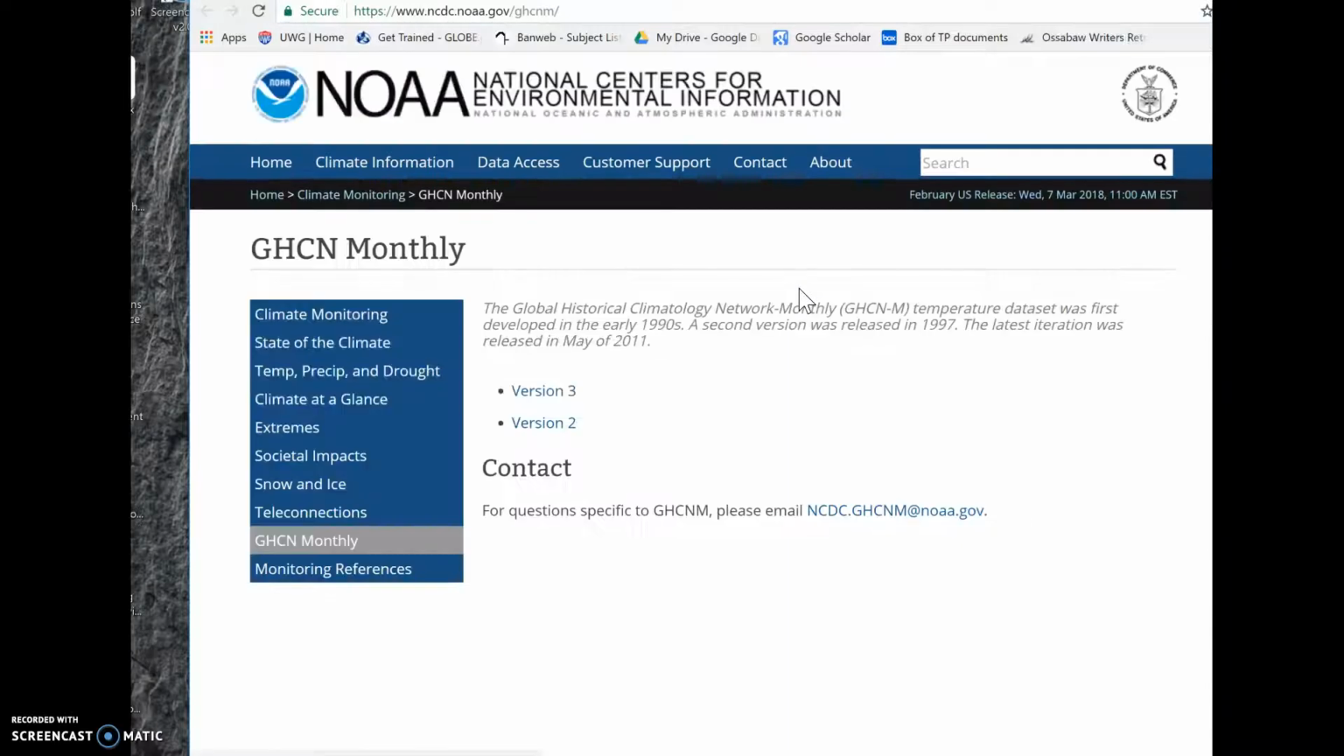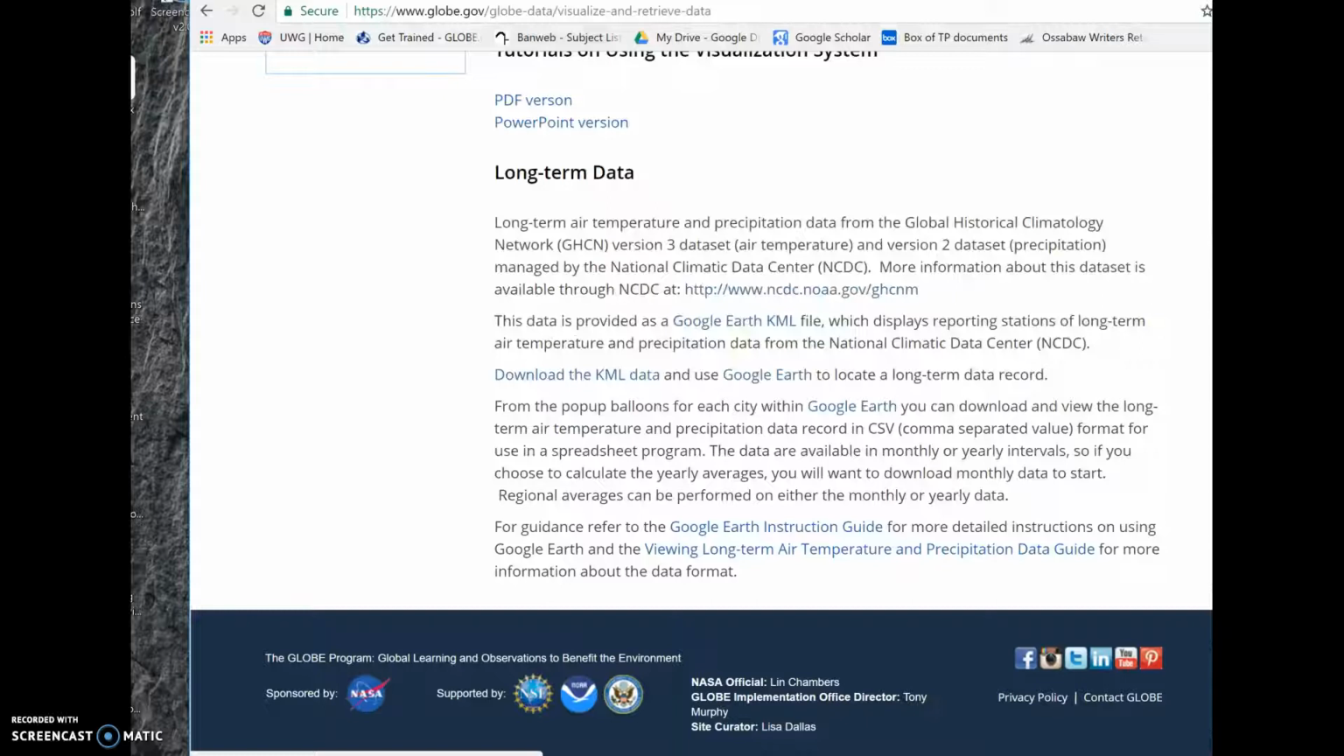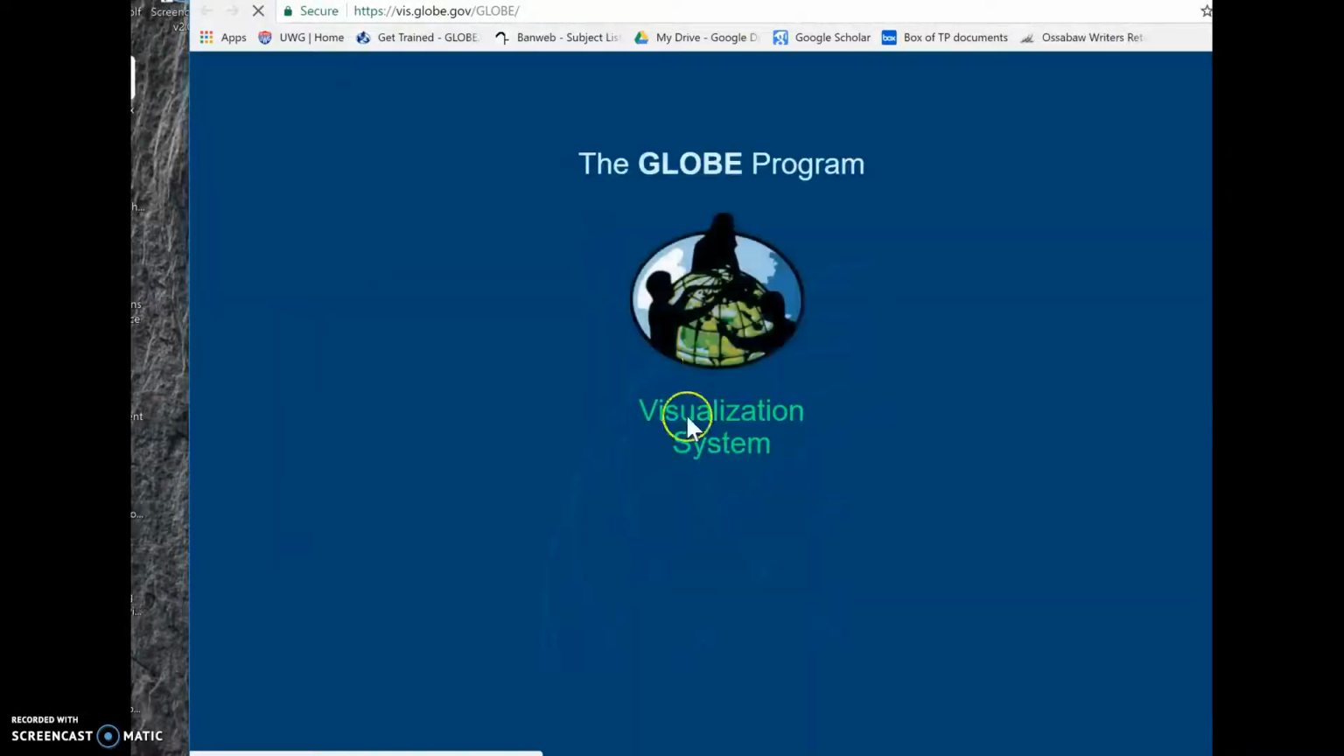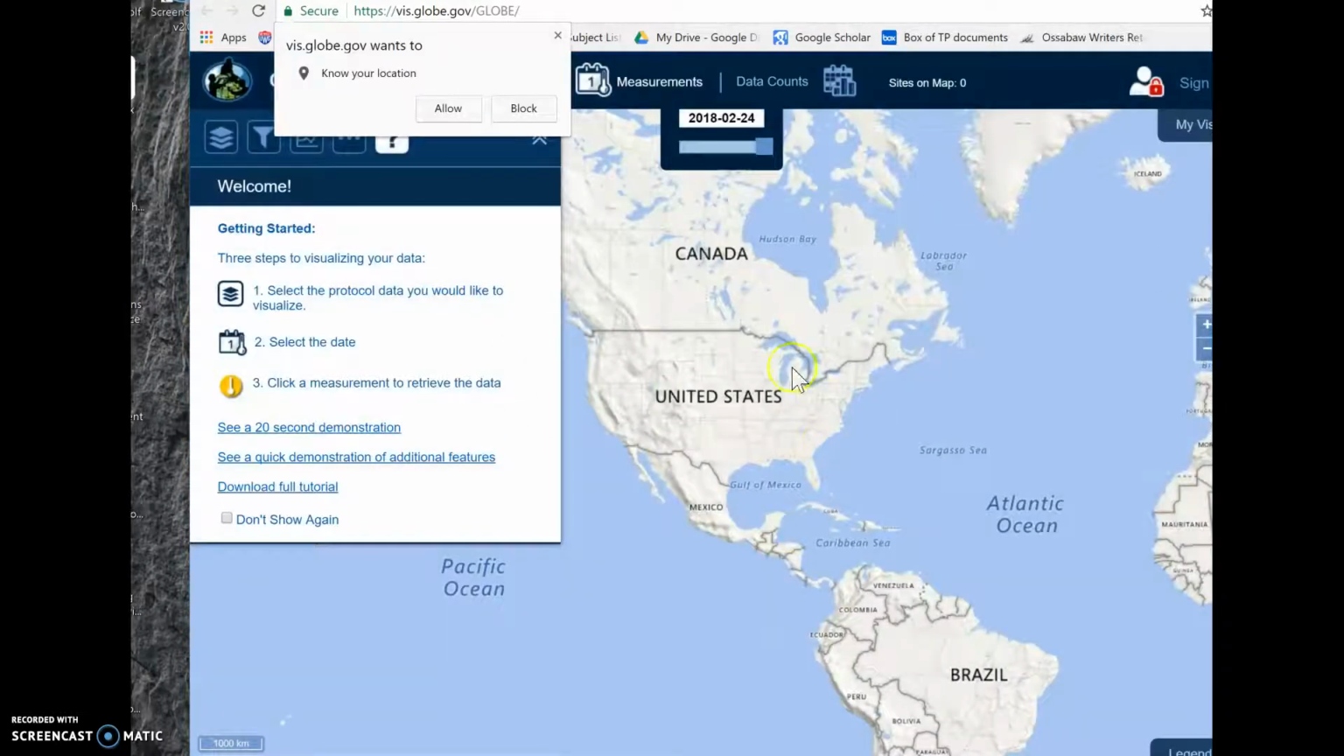But in actuality, what Globe does is connect citizen scientists around the world to collect data on different aspects of what's happening with climate, rainfall, temperatures. There's a plethora of items that they use. But you'll go through, play with these. There are places where you can actually get data sets.